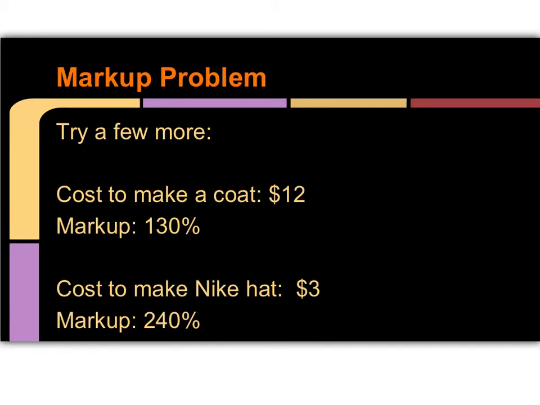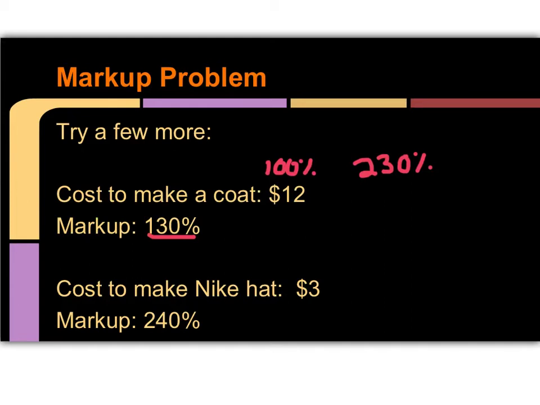So the cost to make a coat for a certain company costs $12. They're going to mark it up by 130%, and that's what they're going to sell it for. So what does that mean? I'm already going to pay 100% of the $12. That's what I'm going to have to pay at the store. But I'm also going to pay the 130% that they're going to mark it up. So what's 100 plus 130 is 230%.